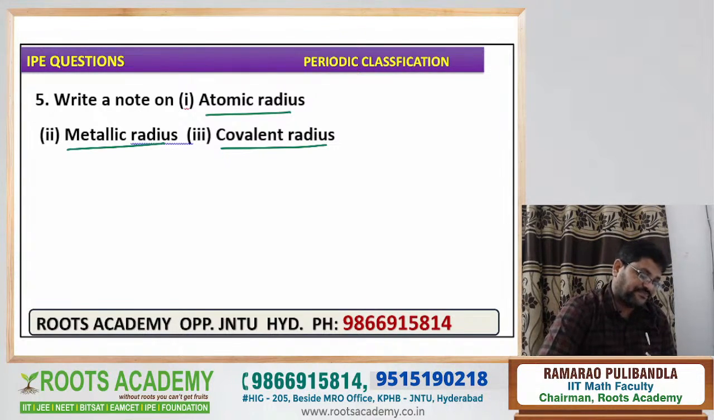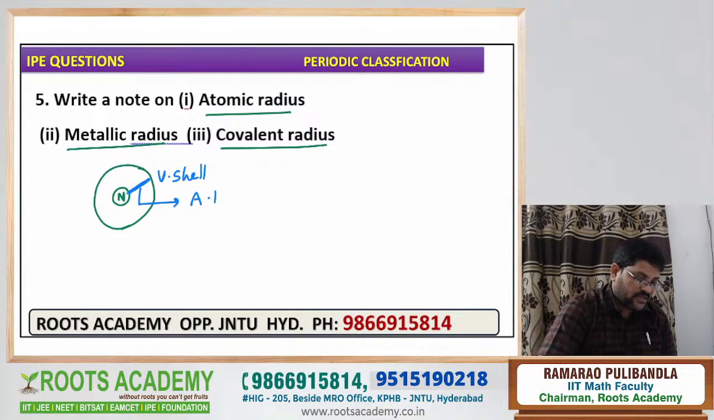Simple explanation. Atomic radius means you take an isolated gaseous atom. The distance between the nucleus and the outermost orbit, the valency shell, is known as the atomic radius. This atomic radius is measured in picometers, angstroms, or nanometers.